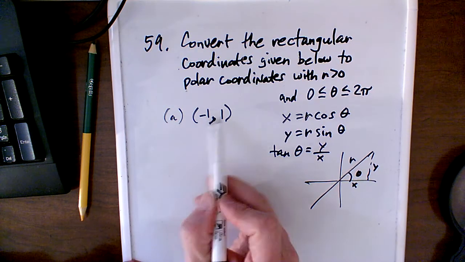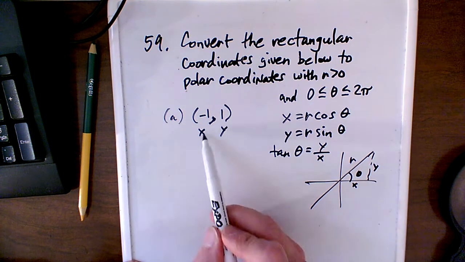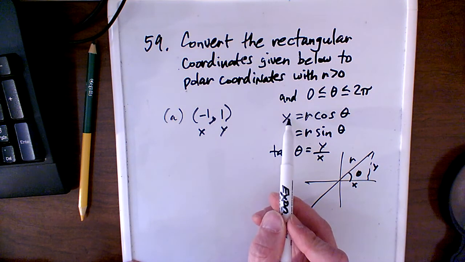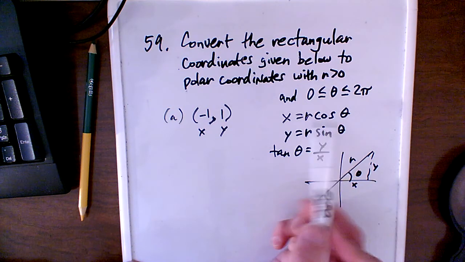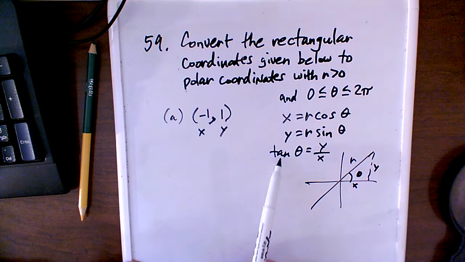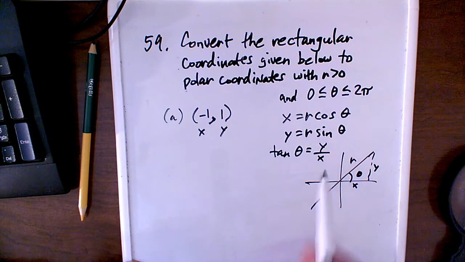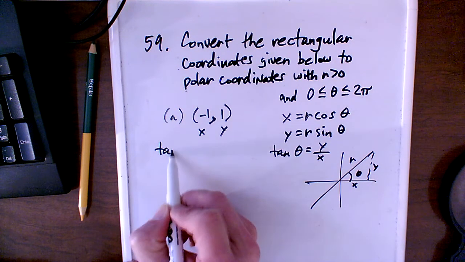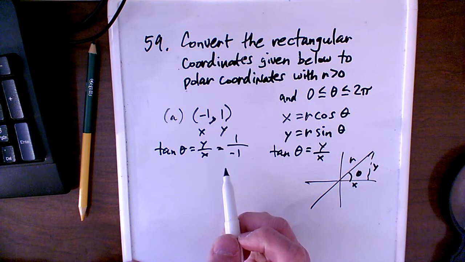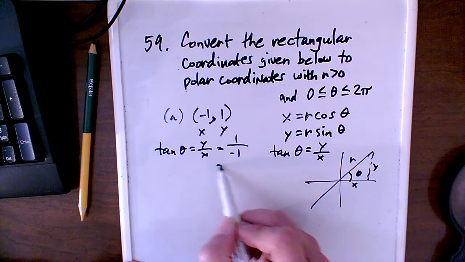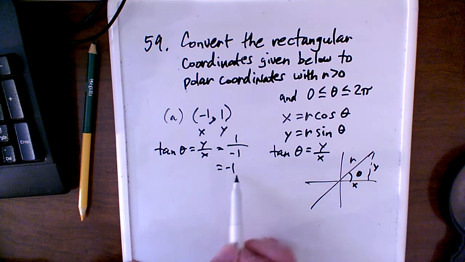Alright, so here we are with x and y. X is equal to -1, y is equal to 1. If we use this and plug in a -1, all we're going to get is r cosine theta. And that doesn't really help us because we still have r and theta to figure out. But if we use the tangent formula, we can use both the y and the x. So now we've got tangent theta is y over x, which would be 1 over -1, which is just -1.